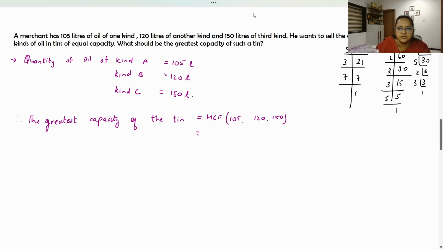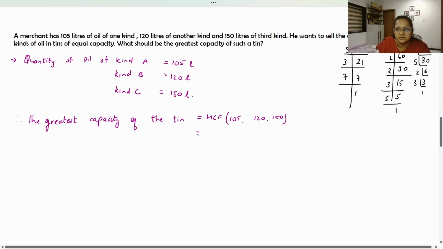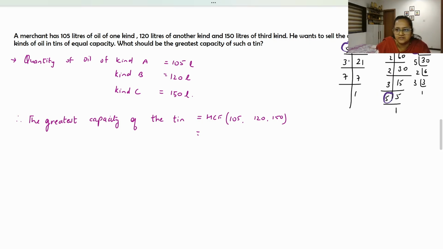So now what we are going to do? We are going to highlight what is common. We have a 5 over here, a 5 over here, and a 5 over here. We have a 3, 3, and 3. Right? So what do we get? We get HCF is 5 into 3, 15 liters. So the greatest capacity of the required tin will be 15 liters.